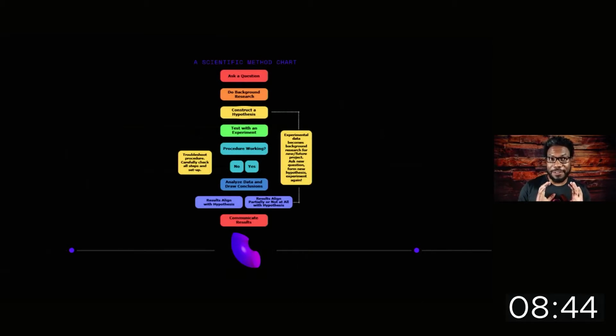There is no one single scientific method, but here's just one example. You ask a question, you do some background research, you construct a hypothesis, you test your hypothesis by doing an experiment. You analyze the data and draw a conclusion. And then after all of that, you communicate your results. So it's a pretty straightforward way of being able to take something from the start to the end. And it feels like duh, but keep in mind, we didn't even have this tool for so much of our history.